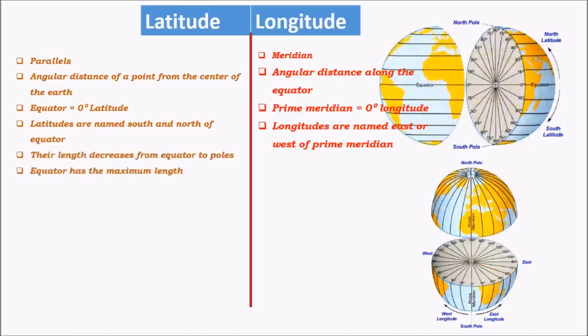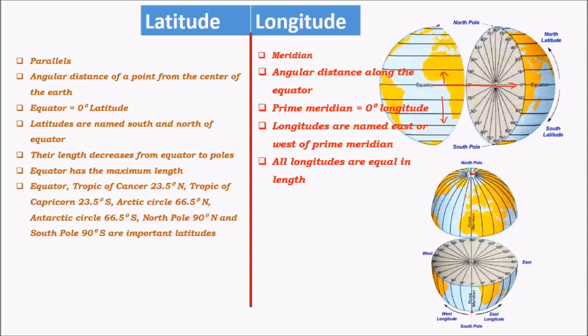As we have said, the equator has the maximum length, whereas all longitudes are equal in length. We can see that the equator is the longest latitude, whereas when we move upwards towards the North Pole or towards the South Pole, we see that the latitudes become shorter and shorter. And at the North Pole, it becomes simply a point. That is, at both North Pole and South Pole, latitudes are simply a point. But if you take a look at longitudes, they are the same. They are equal in length. All the longitudes are equal in length, and they connect South Pole and North Pole.